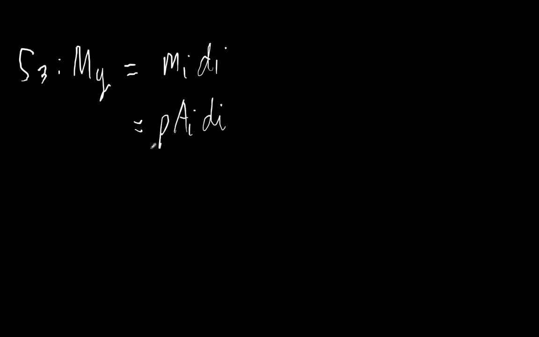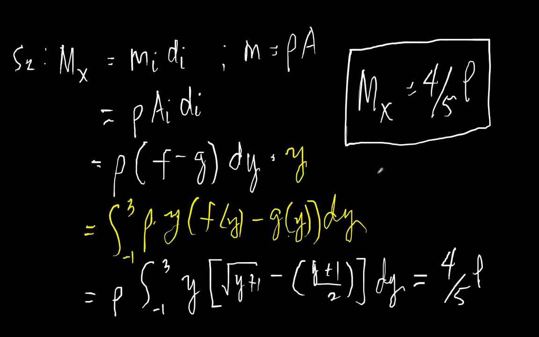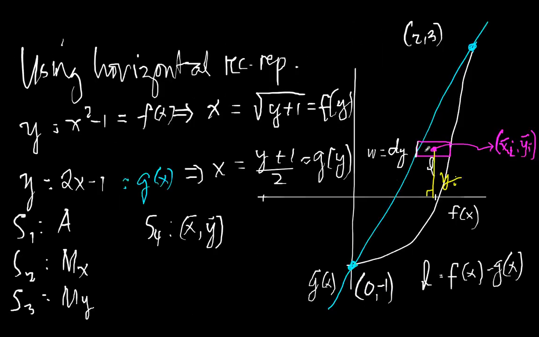Now let's work on step number 3, which is the moment about the y-axis. Again, the formula here is the sum of m sub i times d sub i, and the formula for the mass is rho times the area sub i. Since we're talking about the same area, that's f minus g, f of y minus g of y, dy, times the d sub i. Now the distance of this point in reference to the y-axis, let's show that here.